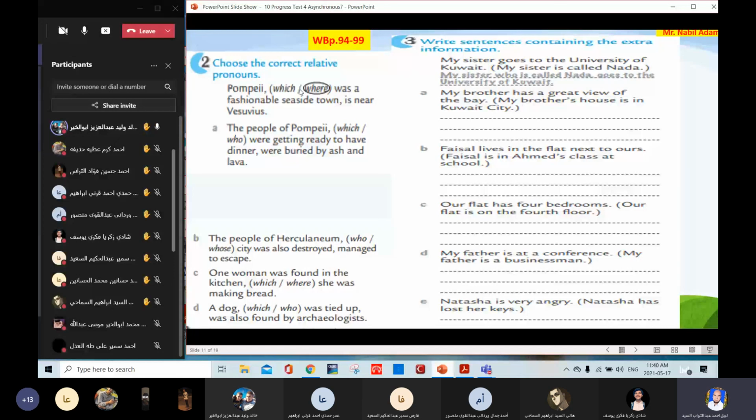Exercise B. The people of Pompeii, which or who were getting ready to have dinner were burned by ash and lava. Let's see, Ahmed Karam. Who? Okay, very good. Now you are going to complete the next exercise. I'm going to check it tomorrow. Do this exercise at home. Okay? I'm going to take your attendance before we leave.